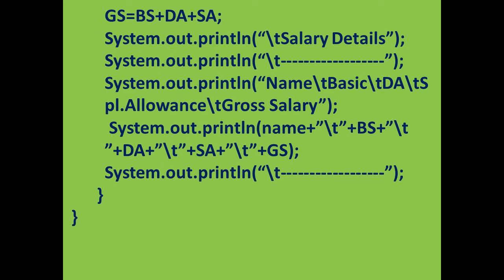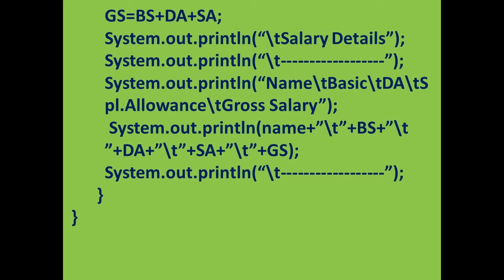Before that I had given one \t. What is the use of that? To get some space. For that I am giving \t. Okay, \t is used to get a tab space, and this is called an escape sequence. System.out.println \t, then some lines are given to get an underline. Close the inverted comma and bracket, then put the semicolon to end the statement.